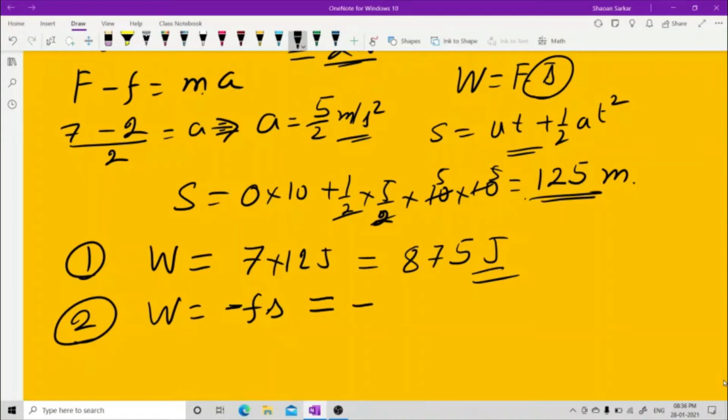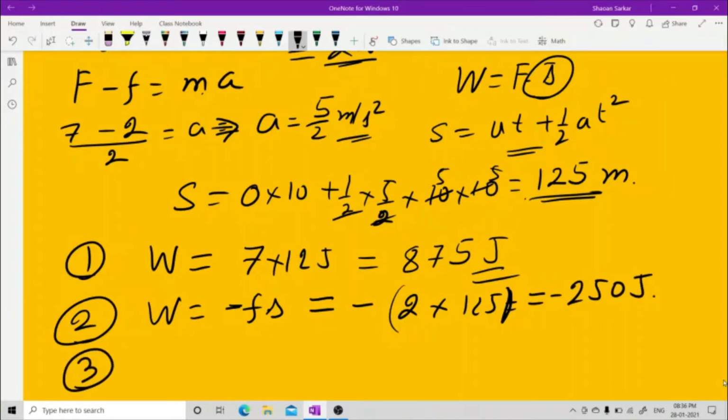Friction is coming out to be 2, and the distance is coming out to be 125. That is nothing but 250. So minus 250 joules. Wait a minute, let me write it clearly: minus 250 joules. This one is done. Third.